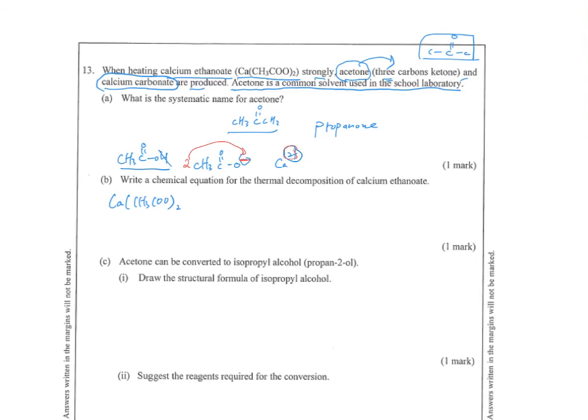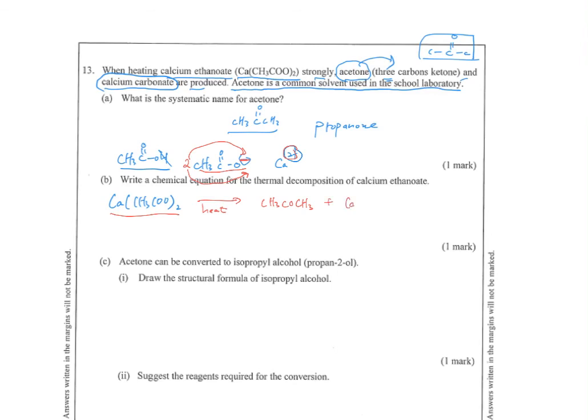So when you write the formula, you need to put the 2 behind this ethanoate, so that will become Ca(CH3COO)2. And strongly heated, it will form the ketone, acetone, right? So it's CH3, CO double bond, CH3. You can write the chemical formula only.